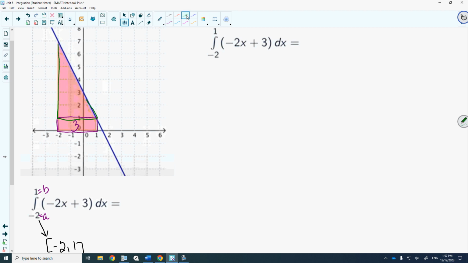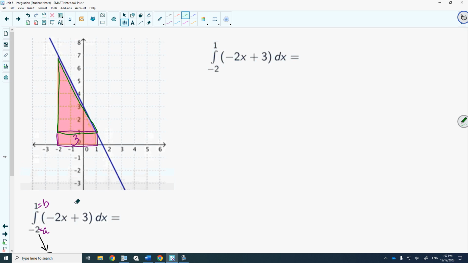So let's calculate what the area of this triangle will be. We know that the area of a triangle is base times height divided by 2. The base of this triangle is 3 units. The height of this triangle is 1, 2, 3, 4, 5, 6. So 3 times 6 divided by 2.